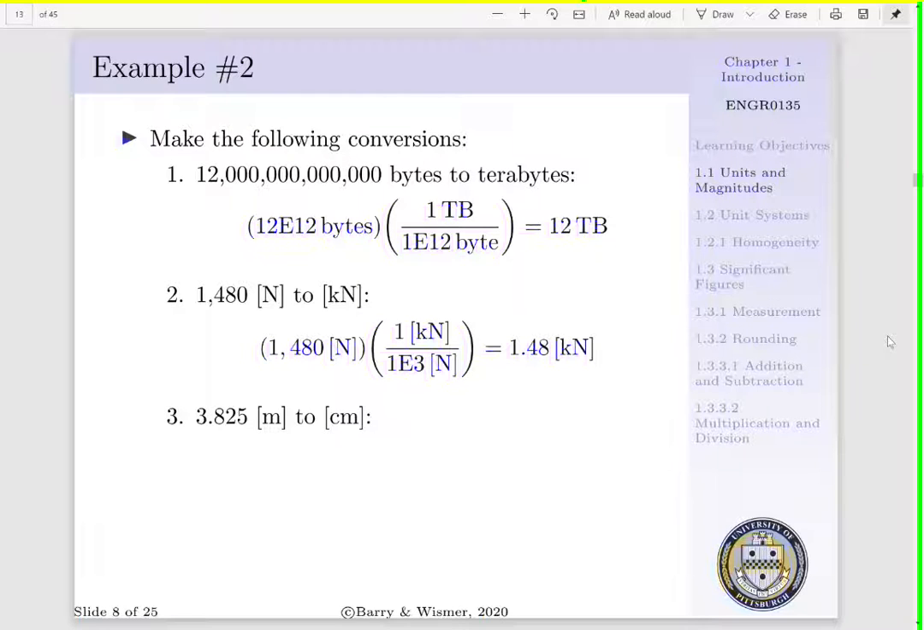And if we wanted to convert 3.825 meters to centimeters, we'll take our original quantity, 3.825, and we recognize that there's 100 centimeters per meter. Thus, we'd have 382.5 centimeters.